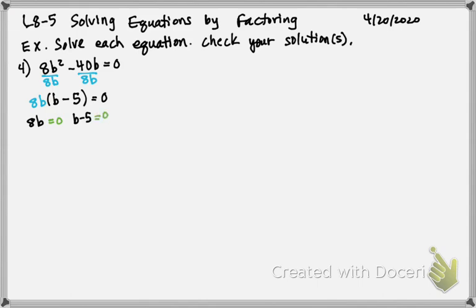So on the first one, the inverse operation would be to divide both sides by 8. In the second one, the inverse operation would be to add 5 to both sides. So this gives me b is equal to, 0 divided by anything is 0, and 0 plus 5 is 5. So I'm going to check.